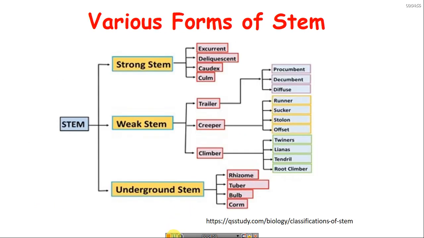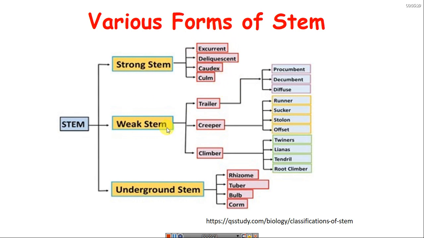There are different forms of the stem. If we talk about their weakness or their aerial or underground nature, we can classify stems into strong stem and weak stem, which are aerial in nature, and underground stems. They further can be categorized into different types. Strong stems can be classified as excurrent type, deliquescent type, caudex type, and culm type. We will learn them in a bit of detail and with examples.